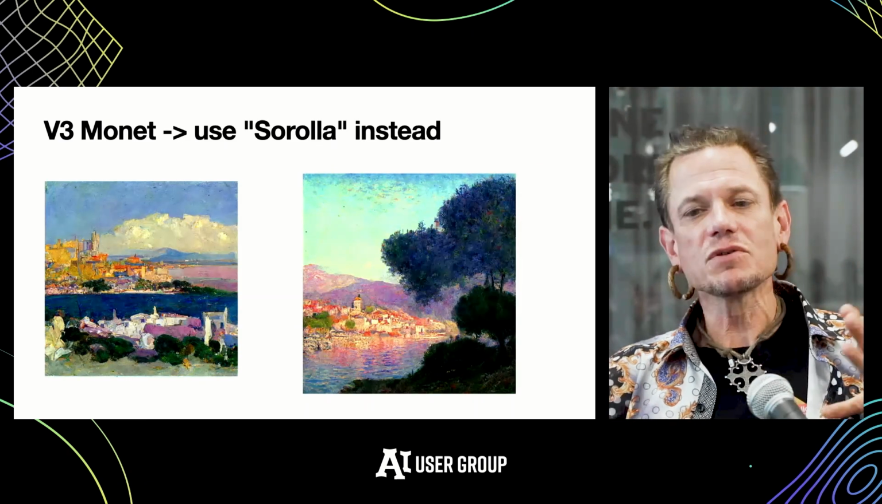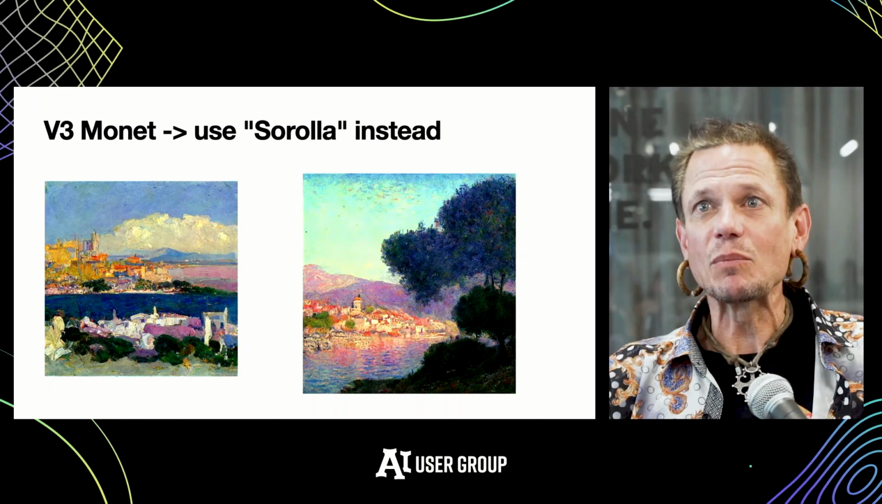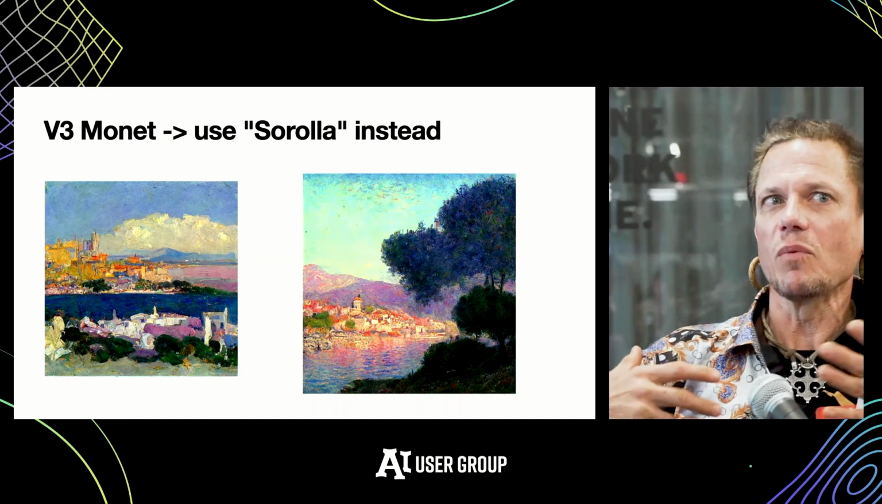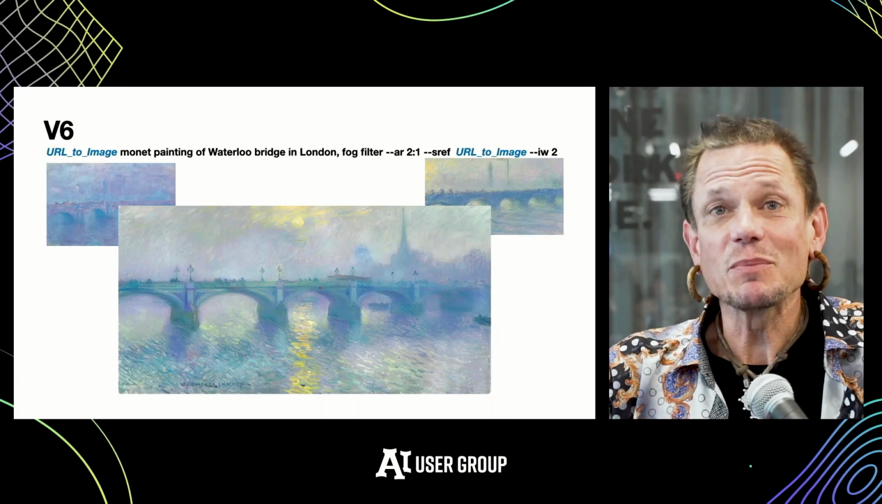I had some success using other things. There's another artist named Joaquim Sorolla. So instead of saying Monet, I said Sorolla, and I started to get what I wanted. So just manipulating it in other ways. But let's jump to V6.